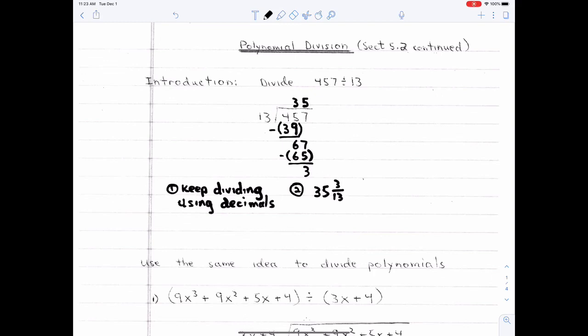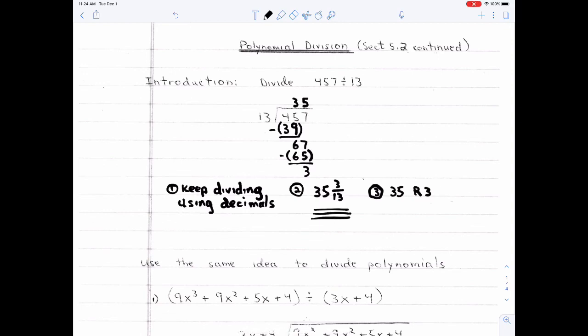Okay, that's another choice. And the third choice, which is the lamest choice of all, and which I don't want you to do, even though I think Alex does this sometimes, so you have to do it for them, is put 35 remainder 3. Okay. Well, which one am I going to emphasize here? This one.